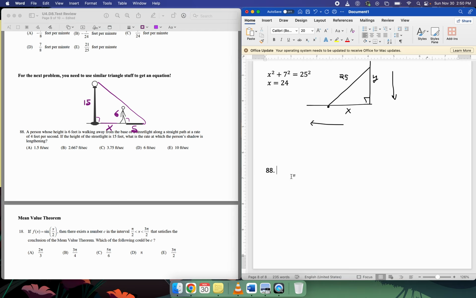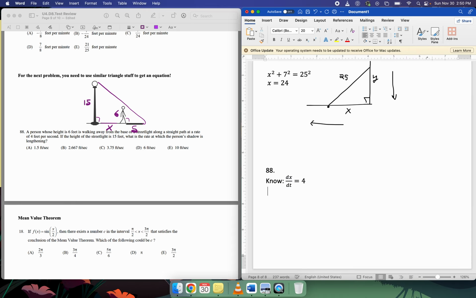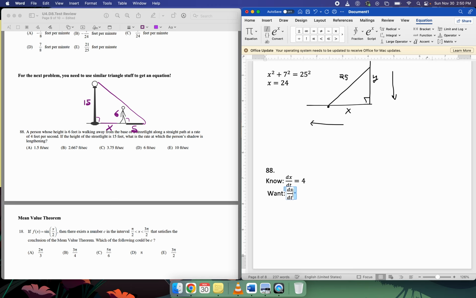And so here's what I know. Beyond the fact that this is 15 and this is 6, the person's walking 6 feet per second away from the lamp, which means that x is getting bigger by 4 feet per second. So dx/dt is 4. And what I want is the rate of change of the shadow, so ds/dt.